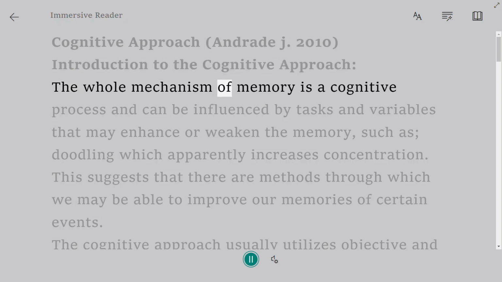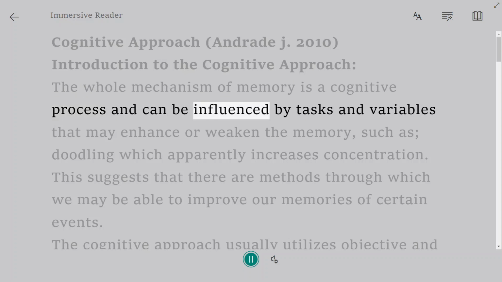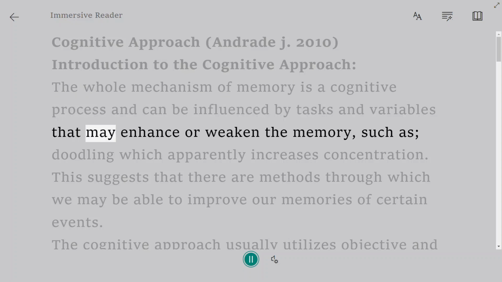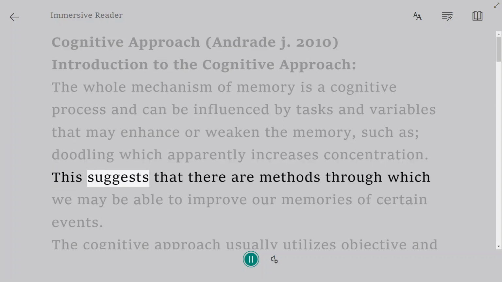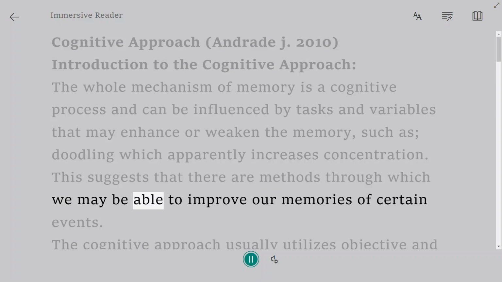The whole mechanism of memory is a cognitive process and can be influenced by tasks and variables that may enhance or weaken the memory, such as doodling, which apparently increases concentration. This suggests that there are methods through which we may be able to improve our memories of certain events.